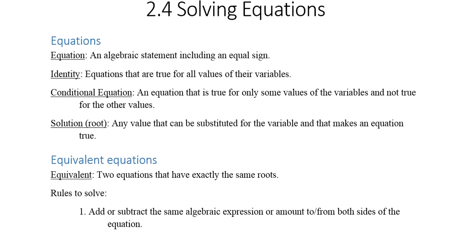So our equations are algebraic statements that include an equal sign. They can be very complex or very simple. An identity is when we have multiple answers that we can use. A conditional equation is one that is true for only some of the values and not true for others.